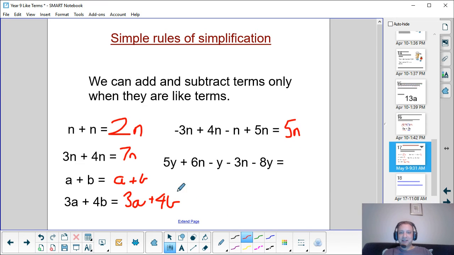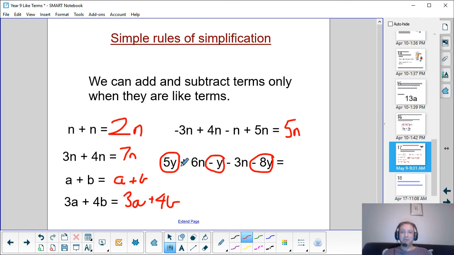Then we've got a situation here where we've got y's and we've got n's. We've got two different variables. What I'd encourage you to do is to write your question out, circle your like terms, make sure you're capturing the negative or the positive in front of it, because that's the coefficient, that's how many of the thing you've got, and then you can start to put them together.